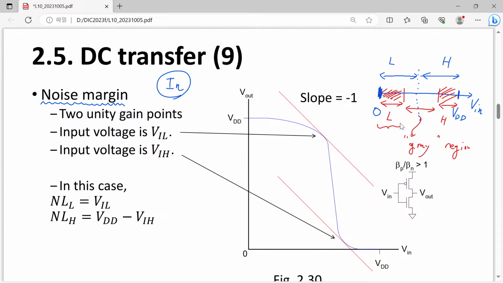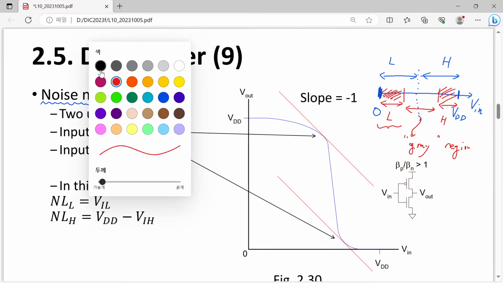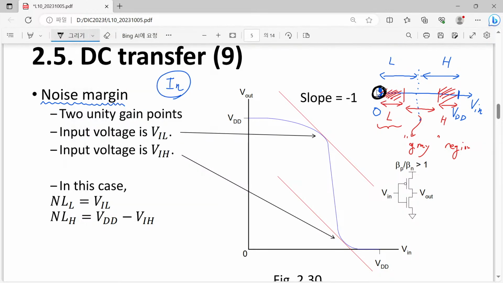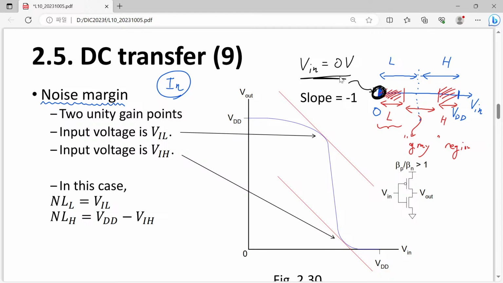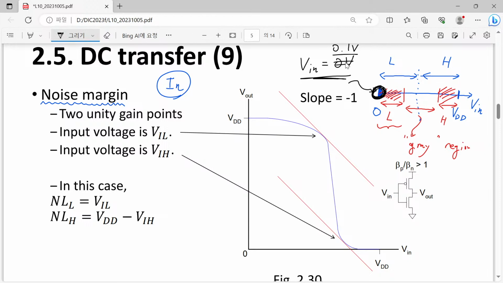So how much noise signal can we add? In this case the most ideal case is just number 0. If we have Vin equal to 0 volt, then we can provide the best input to our CMOS inverter. But how about 0.1 volt? Is it logical low? Yes, maybe. It should be regarded as a logical low. 0.2, yes, also it should be regarded as logical low.